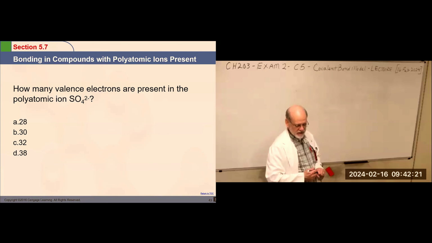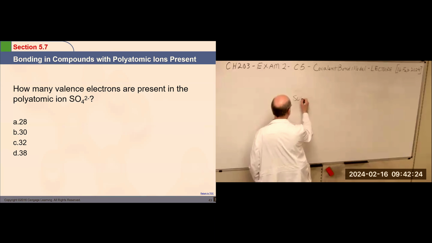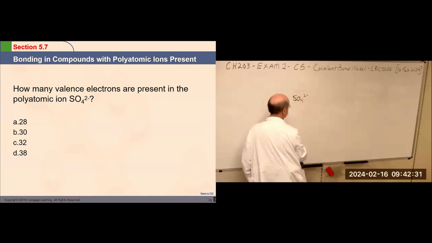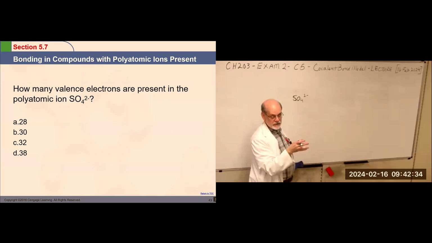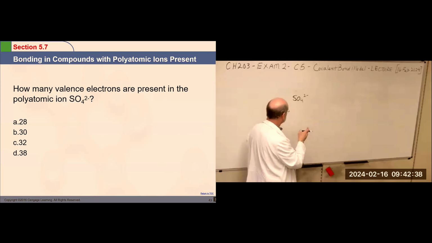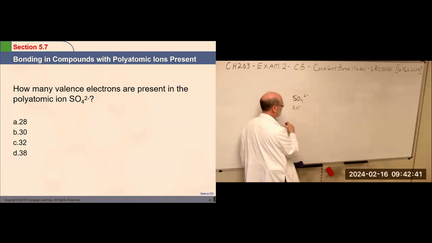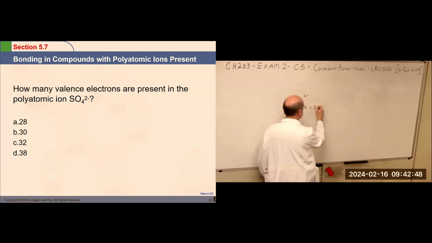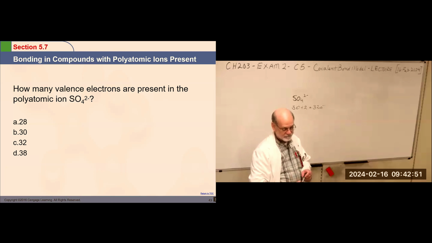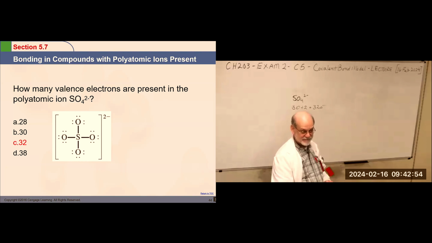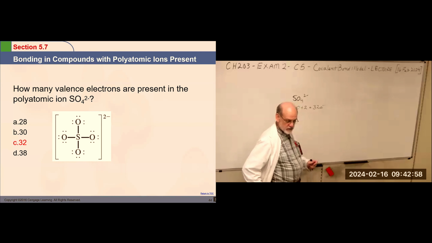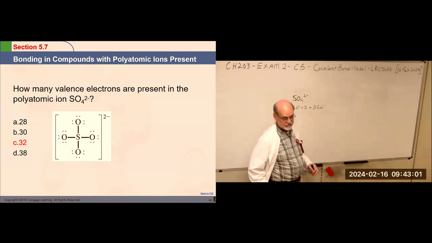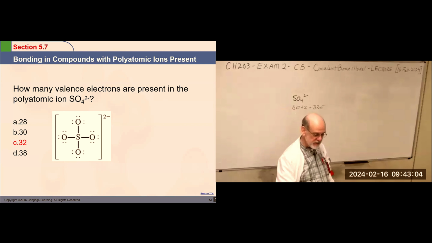So how many valence electrons are present in the polyatomic ion SO4 2 minus? SO4 2 minus. This is an important question. Sulfur and oxygen are both chalcogens, so they have 6 electrons each. So 5 times 6 is 30, right? 30 for those, but it's got 2 extra electrons. So we have to add those in. So the total is 32 electrons. Okay? And when you write it in a Lewis structure, you have to put brackets around it and give it the charge. That's what sulfate would look like in a Lewis structure.